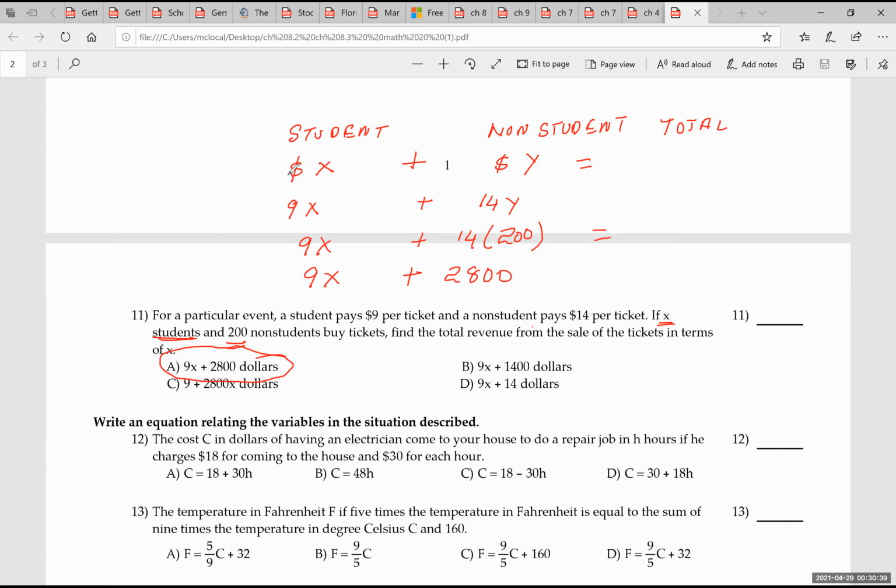So the concept is dollar amount times the number of students plus dollar amount times the number of non-students is equal to the total dollar amount of all the people who are in that event. Here they do not give the number of students, but they're giving you the dollar amount for the students and for the non-students. For the number of students, they're just saying X, but the number of non-students is 200. So if you multiply that, you get the expression.